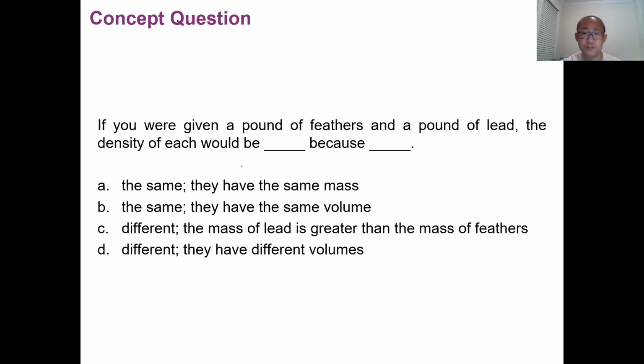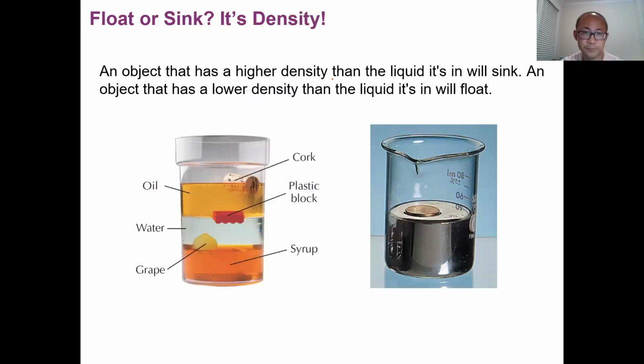One pound of feathers, you may have a lot. One pound of lead, maybe this piece is tiny. So their volume is different with the same mass, mass over volume. If the volume is different and the mass is the same, the density will be what? Density will be different. Same mass, different volume, your density will be different.